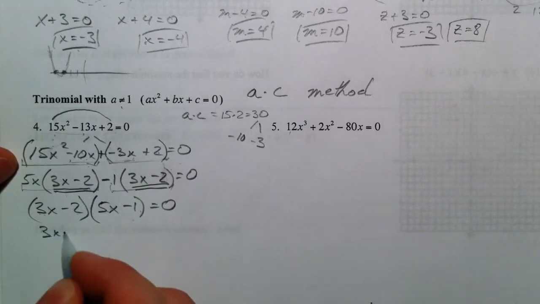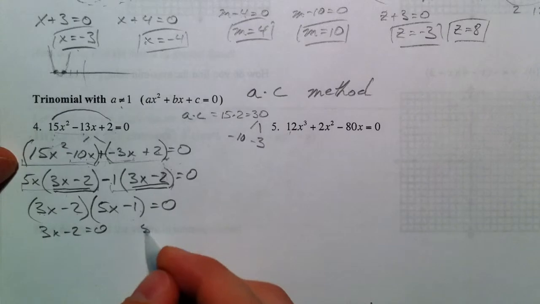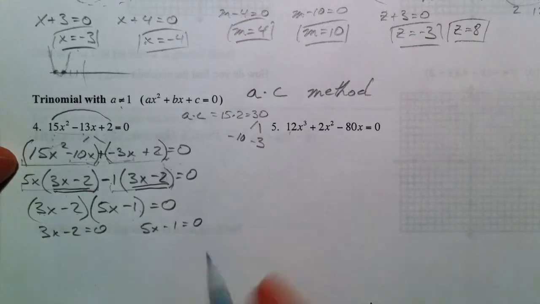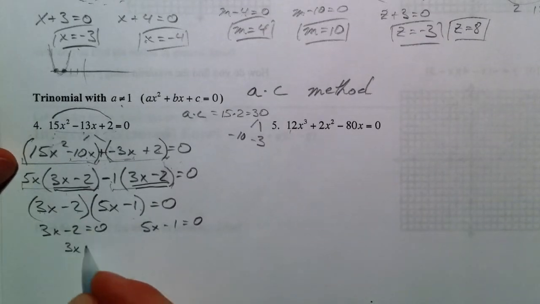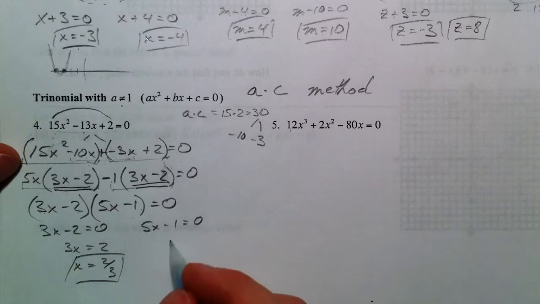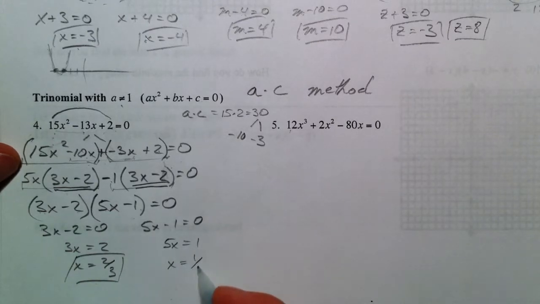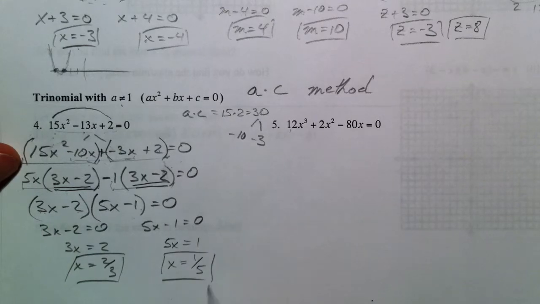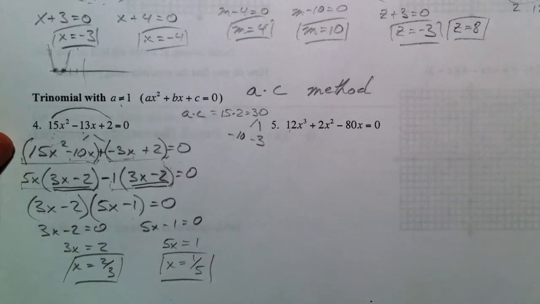And now, 3x minus 2 equals 0, and 5x minus 1 equals 0. So 3x, if you add the 2 to the other side, and then divide by 3, you get x equals 2/3. And if you add the 1, x equals 1/5. There you have it, the AC method.